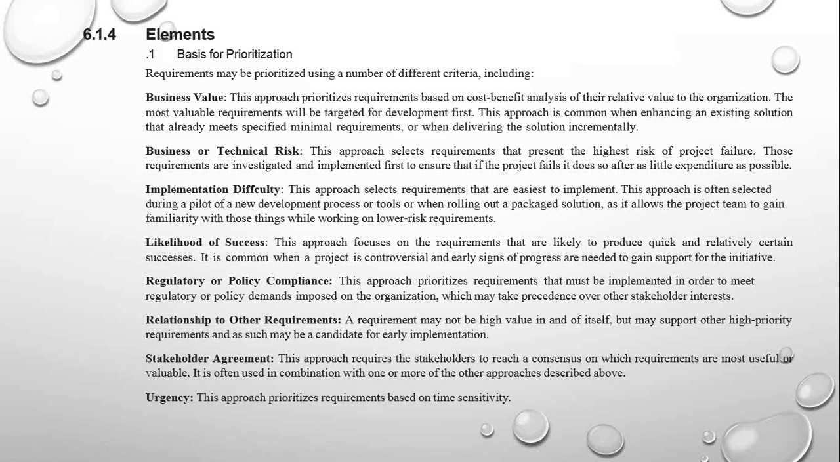Likelihood of success. What exactly does it mean? Likelihood of success means that if we are going to do this work, what is the percentage we can think of as our success rate? So this approach focuses on requirements that are likely to produce quick and relatively certain success. It is common when a project is controversial and early signs of progress are needed to gain support for the initiative.